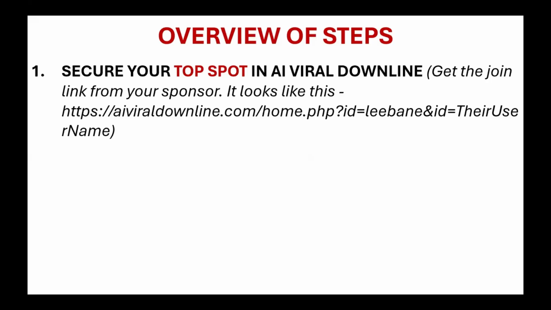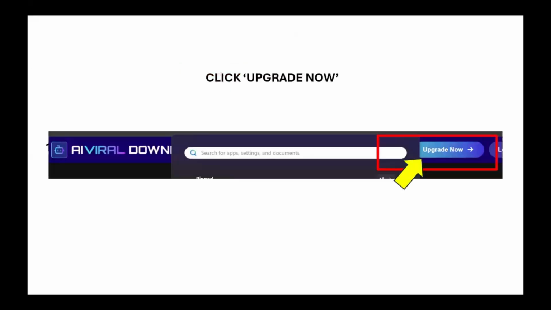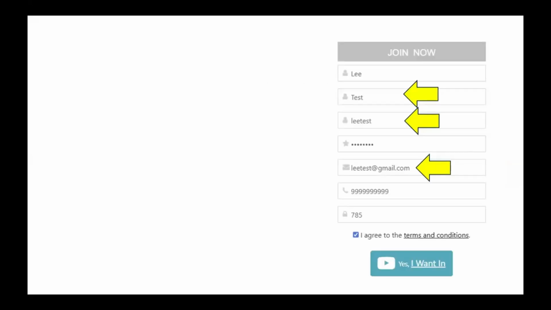All right. So you're going to get the link from them. It looks something like what you see here on the screen. At the end of it, it's going to have their username. Okay. So it's real simple. When you go to the page, you're going to click on Upgrade Now on the top right. That will get you to this form. And in this example, I'm using Lee, and then Test is the last name.